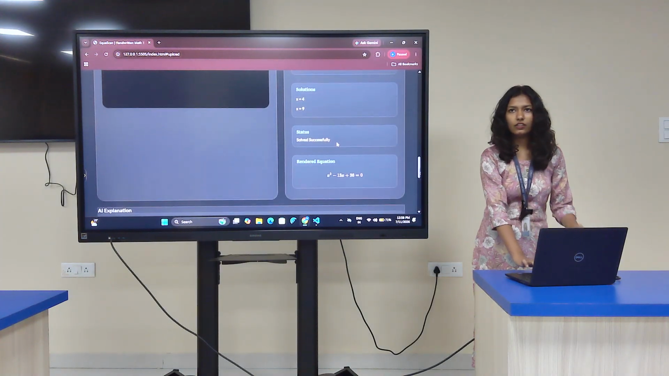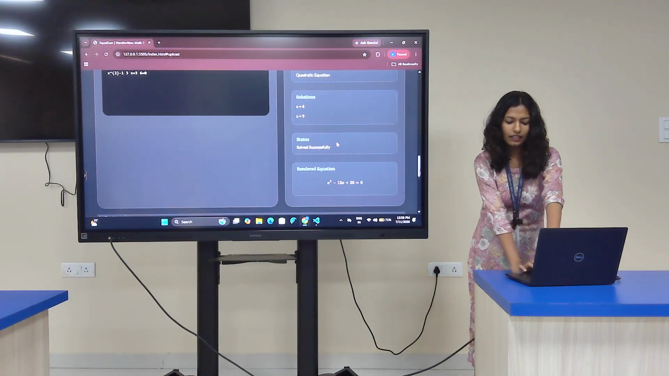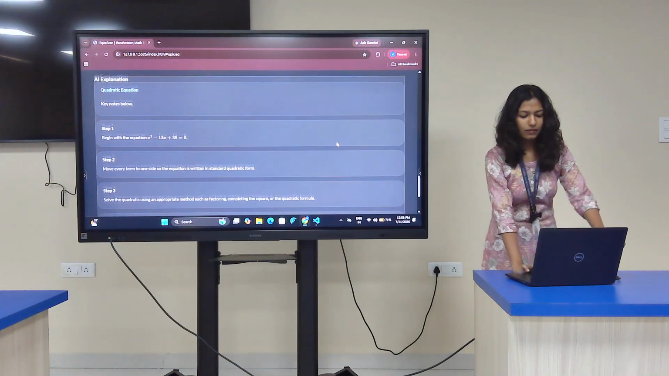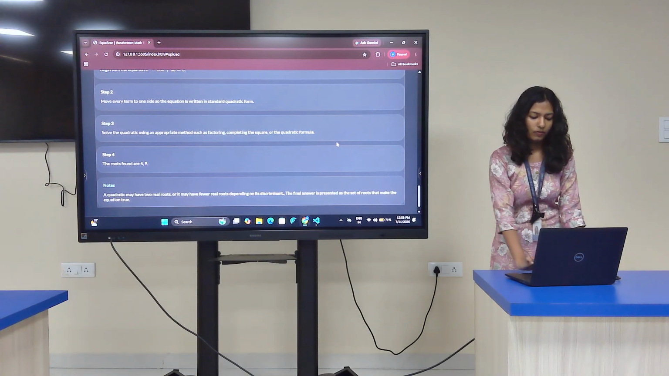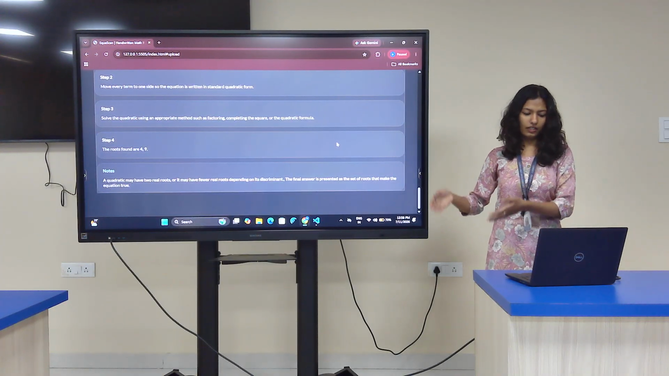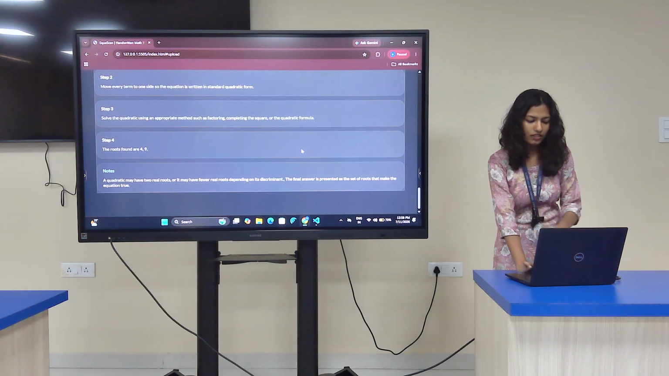For people who are not in the tech field, for them to understand, the rendered equation is there. And then this is the step-by-step explanation of how it solved the problem. And then there is a note also for this type of equation. So any additional notes are provided.